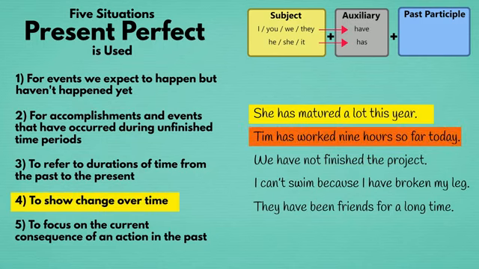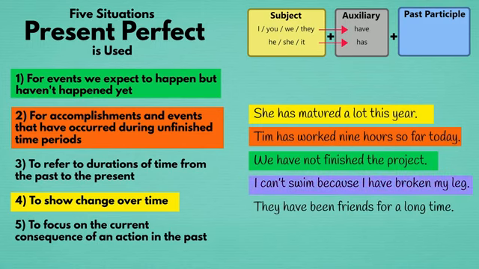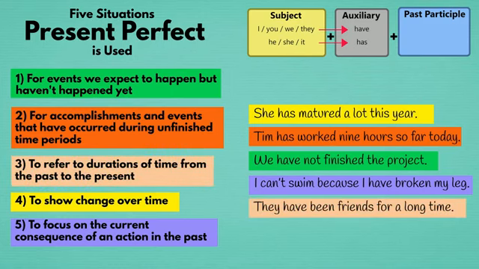Tim has worked 9 hours so far today. This is an example of an event that's occurred during an unfinished time period. We have not finished the project. This is an expected but uncompleted action. I can't swim because I have broken my leg. This is a current consequence of a past action. They have been friends for a long time. This shows a duration of time, from past to present.